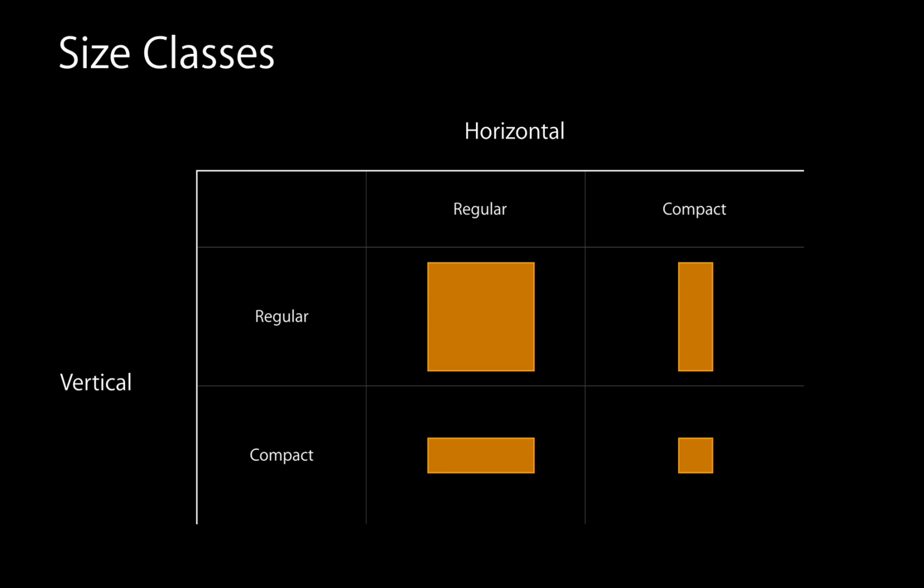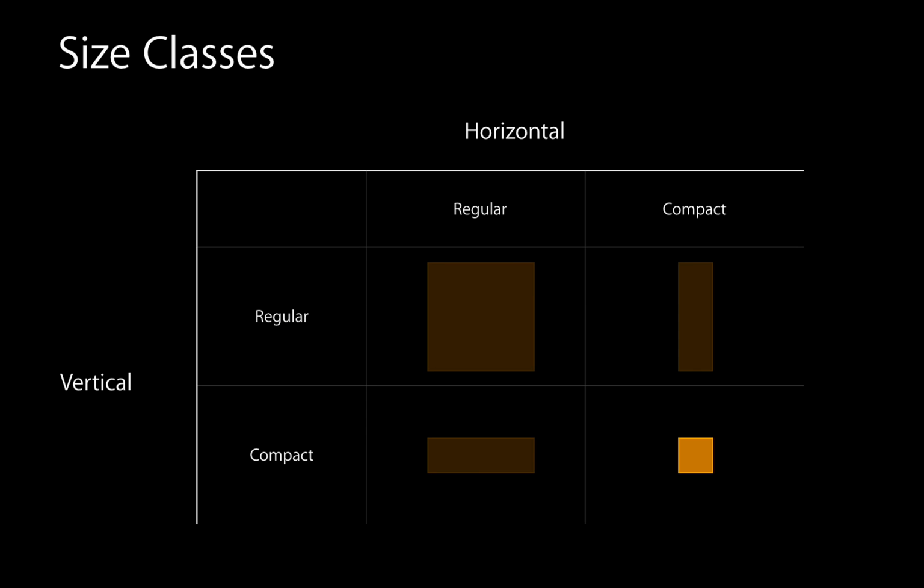In addition to view controllers having any of these size class combinations, our devices also have default size classes that they'll use. An iPad in both landscape and portrait will have a regular size class in both the horizontal and vertical direction. An iPhone, when in portrait, will have a compact horizontal size class and a regular vertical size class. And when it's in landscape, it will be compact in both the vertical and horizontal size classes.